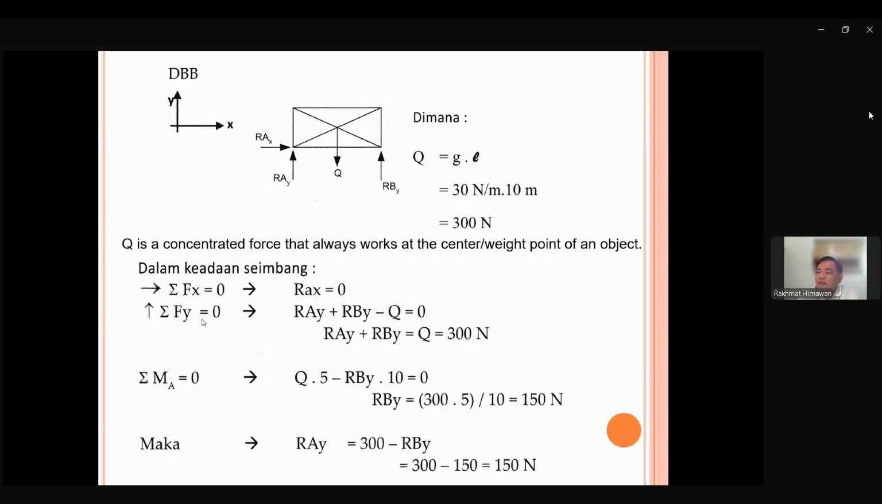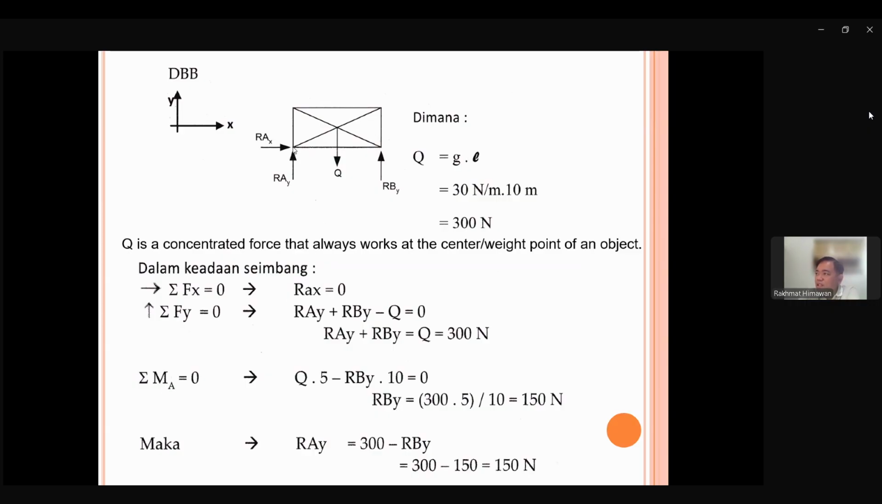Now, sigma Fy is equal to 0. Now we can find that RAY going up plus RBY going up minus Q that is going down equal to 0, which means RAY plus RBY equal to 300 Newton. And then to find out these two, we need to use the MA, sigma MA.